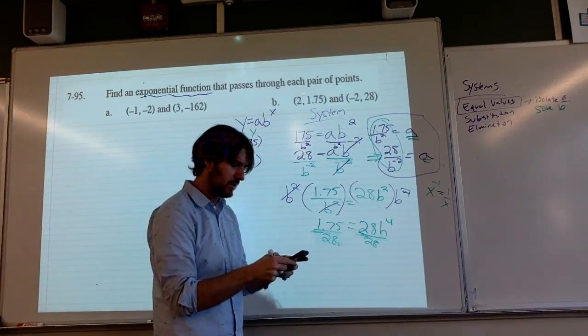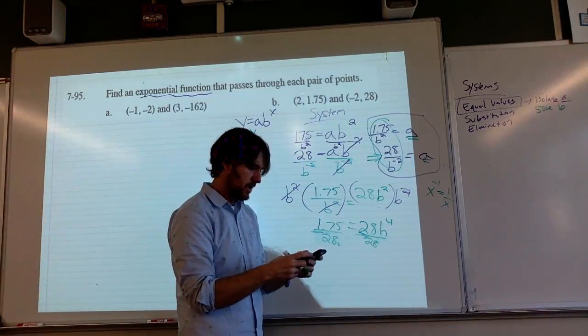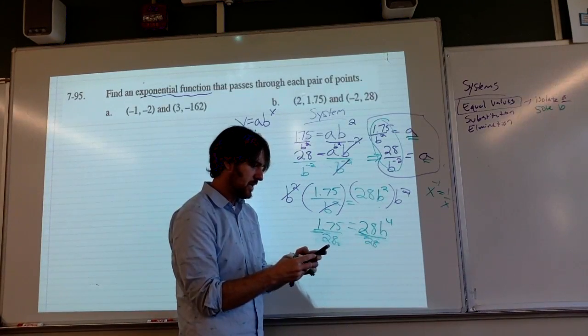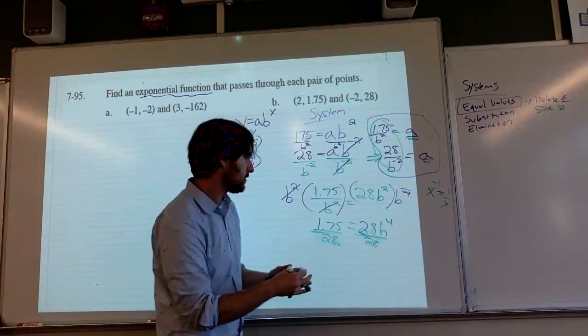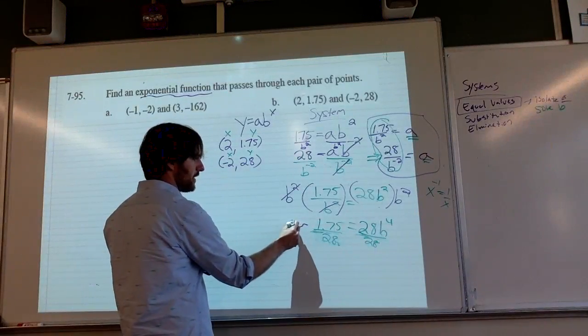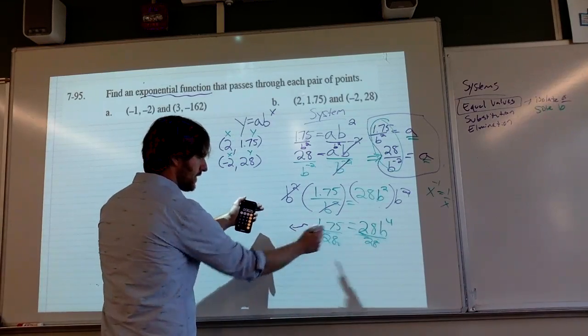I'm going to grab my calculator, and I'm going to take this 1.75 and divide it by 28. I get 0.0625. Oh, that's messy, but I'll still do it. I'll move it over here. I divided both sides by 28.